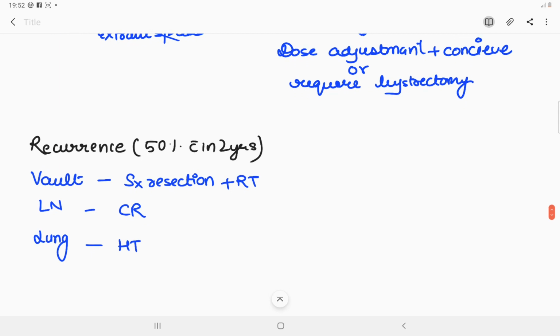And as you all know, recurrence most commonly occurs within 2 years. Most common recurrence occurs in the vault. In this, surgical resection of the vaginal nodule plus radiotherapy is given. If there is lymph node involvement, chemoradiation is given. If there are lung mets, hormonal therapy is given.